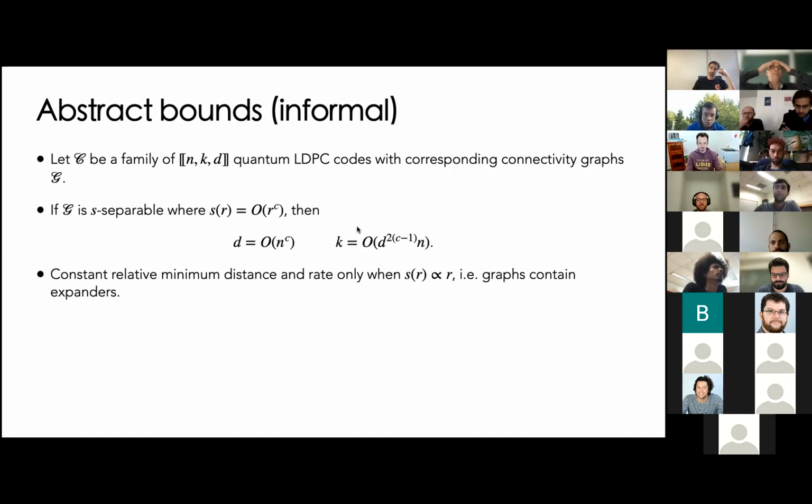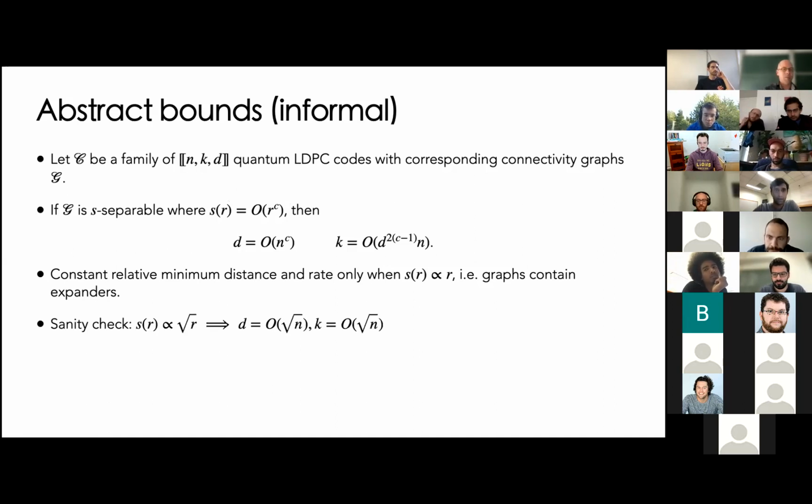What does this imply for our quest for constructing good quantum LDPC codes? Well, it means that, first of all, you can have constant relative minimum distance only when this S of r scales in proportion to r. Or in other words, if the graph contains an expander. Already this helps us understand what sort of structures we should be looking for.